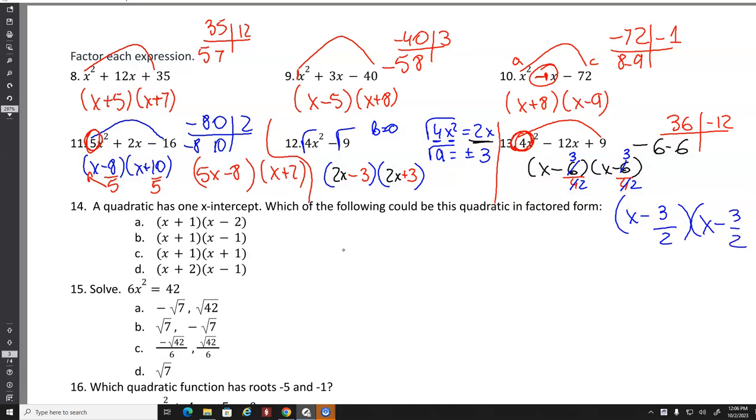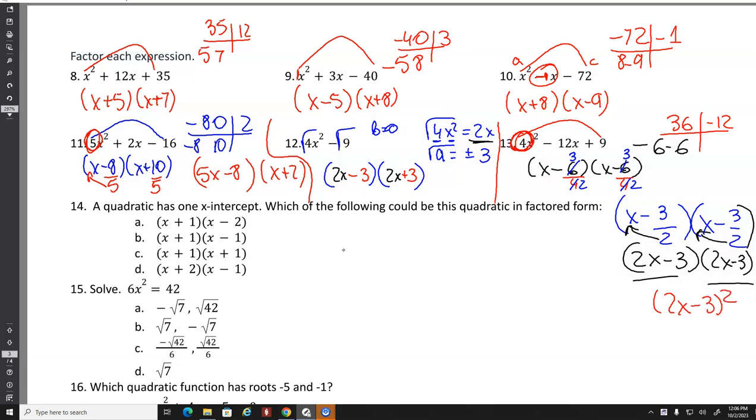Now 3 does not divide by 2. So I am going to shove the 2 in the front now, okay? Which makes it 2x minus 3 times 2x minus 3. Now, these two are identical, so I can rewrite it as 2x minus 3 squared.